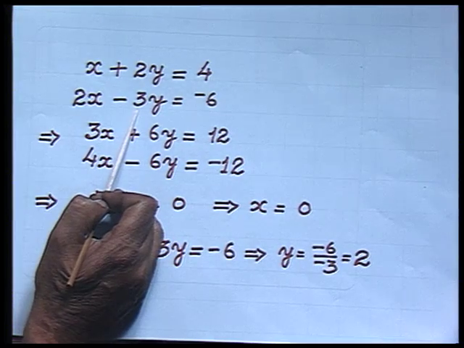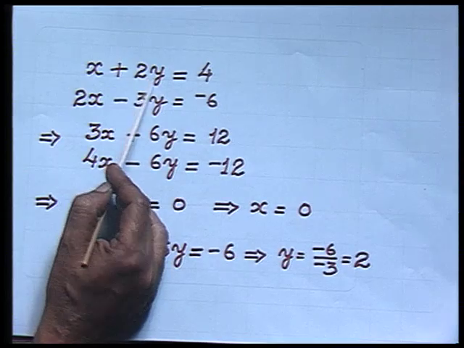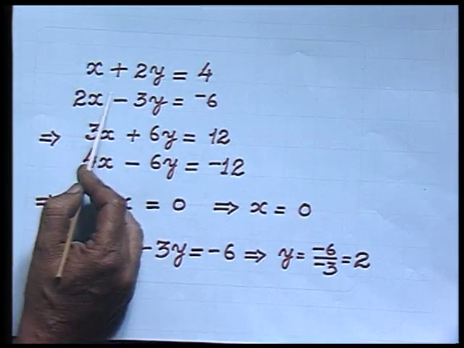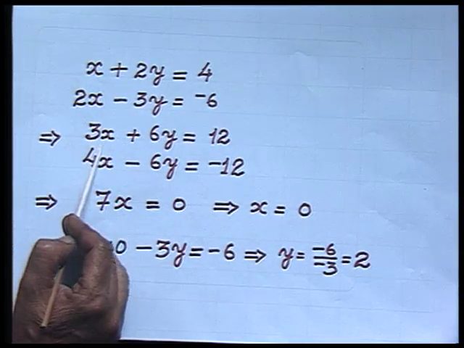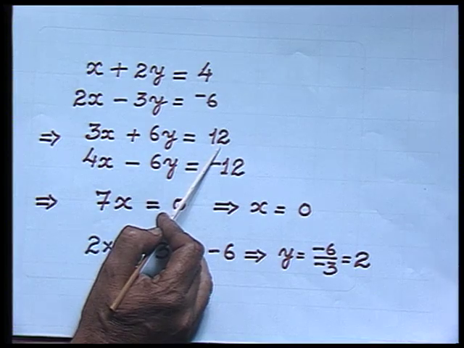So what am I supposed to do? I have to multiply the first equation by 3 and the second equation by 2. So multiplying the first equation by 3 I get 3x plus 6y and 3 times 4 is 12.